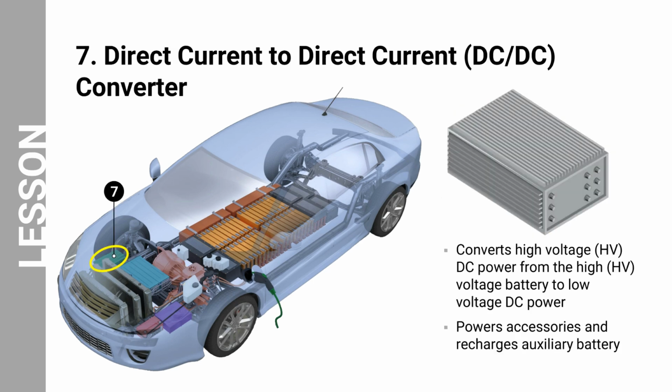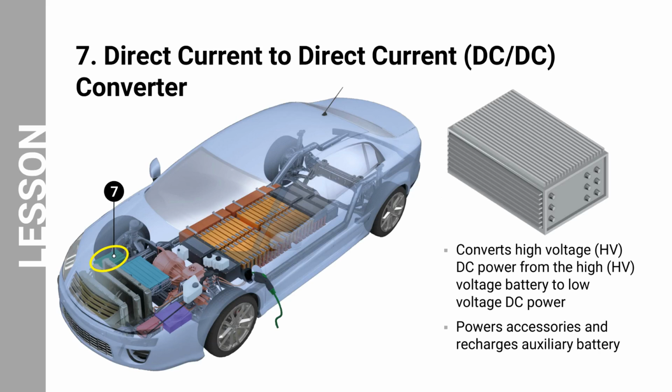Let us now look at the next component, the DC to DC converter. It is also referred to as a voltage regulator and voltage converter. So, what is a DC to DC converter? The DC to DC converter is a device that converts a source of direct current from one voltage level to another. It converts the high voltage DC from the main battery pack to a low voltage DC that is suitable for powering the vehicle's auxiliary systems and charging the 12-volt battery.